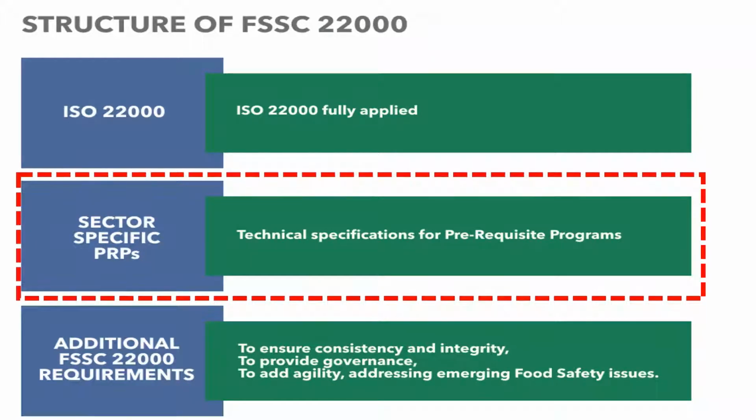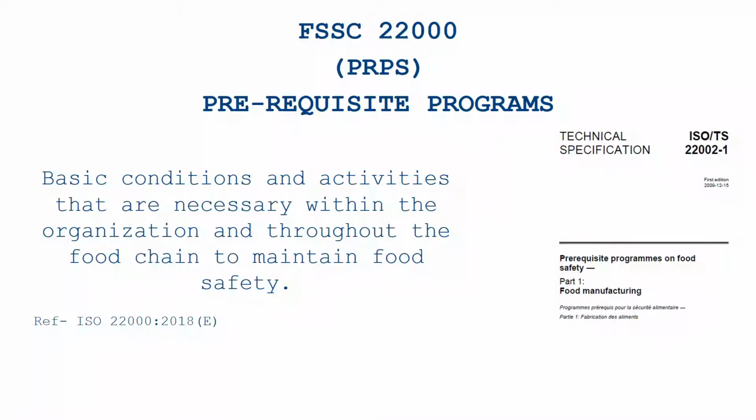In my previous video, I discussed basic knowledge on FSSC 22000, where I described that FSSC 22000 includes three components: ISO 22000, PRPs and additional requirements. So in this video, I'm going to describe PRPs. PRP stands for Prerequisite Program and it was taken from a standard. You can see on the right side, I have pasted the technical specification, the PRP standard, which we call TS 22002-1. You can also call it the PRP standard.